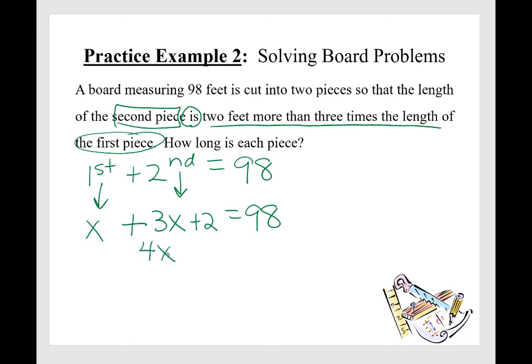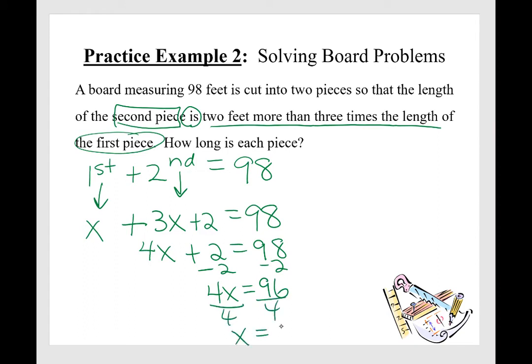So we're going to combine our like terms. Then we're going to isolate our variable term. And then we're going to isolate the variable itself. So I get x equals 28.